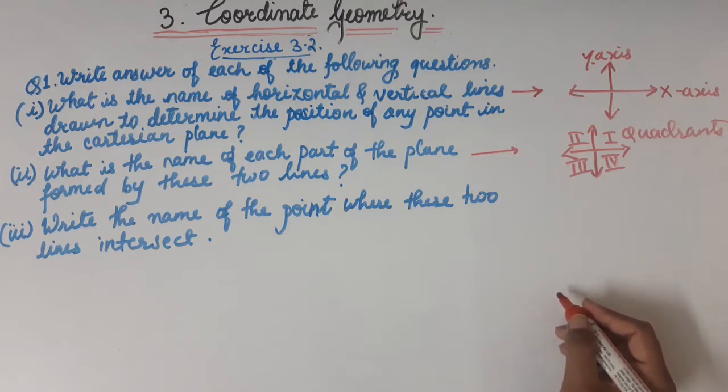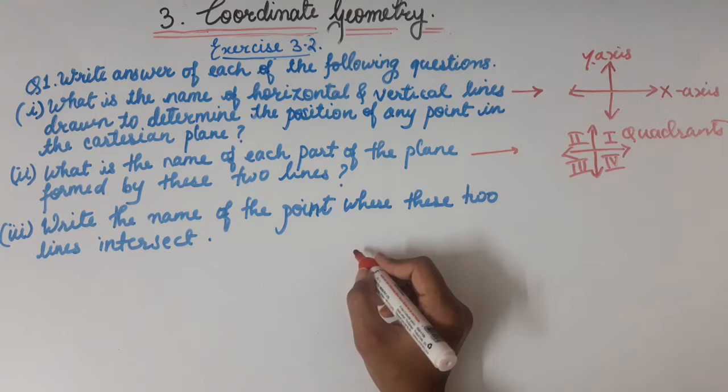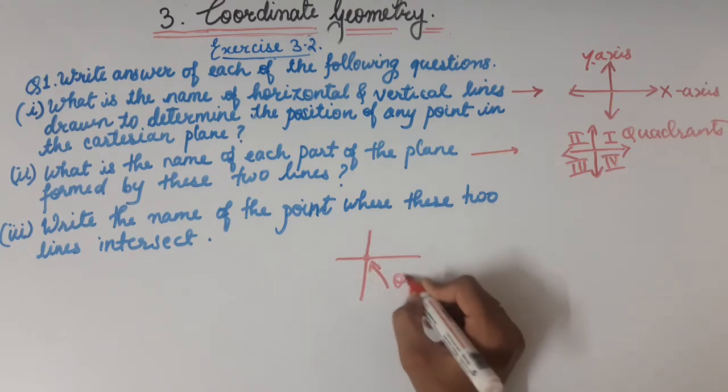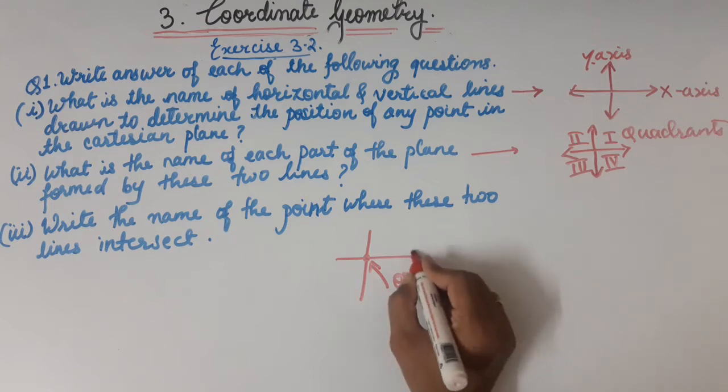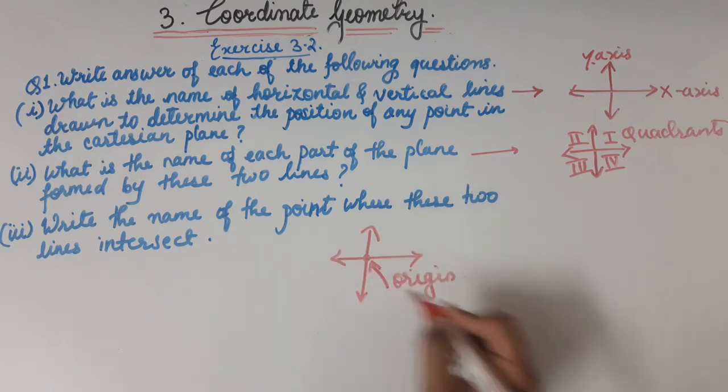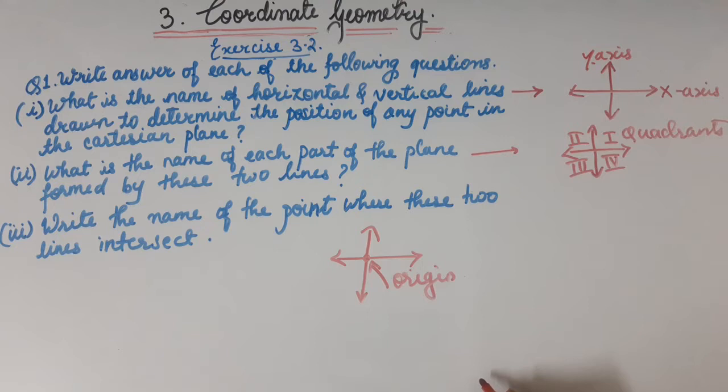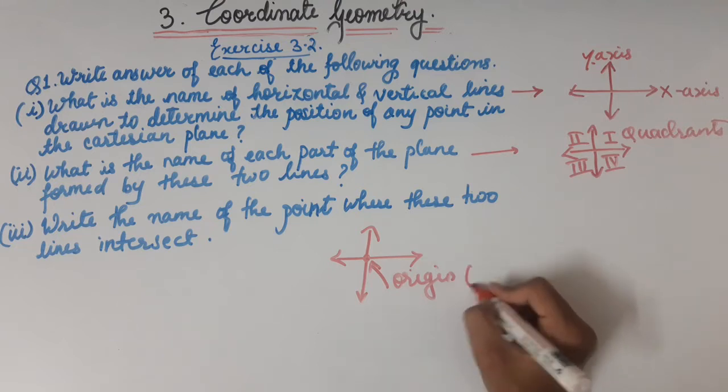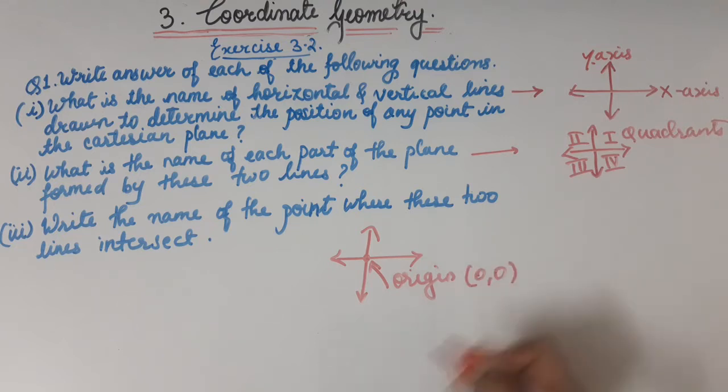Then write the name of the point where these two lines intersect. These two lines intersect each other at a point called origin, and its coordinates are 0, 0. We know this. So this was the first question. Now let us see the second one.